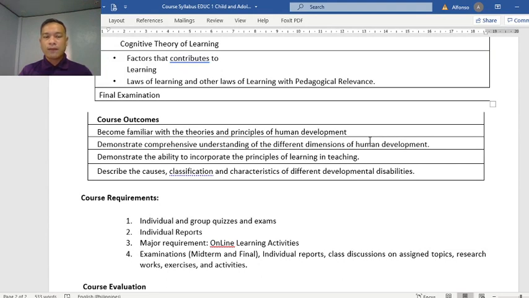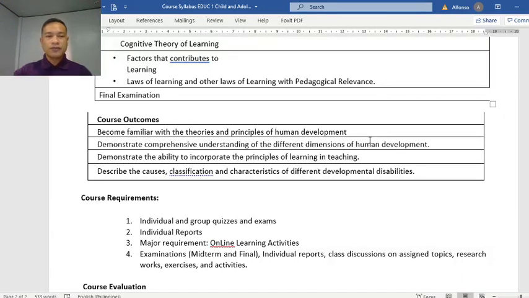Hopefully, this course would allow you to open doors and windows of understanding in the true nature of teaching as a profession. We have to have a good view of our learners. We have to have a good understanding of our learners if we truly want to become relevant in teaching as a profession.